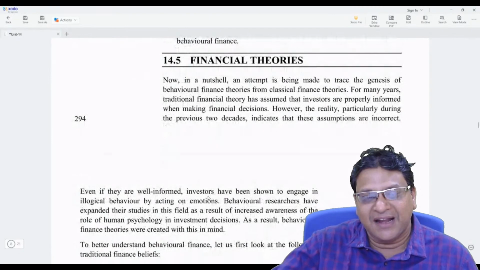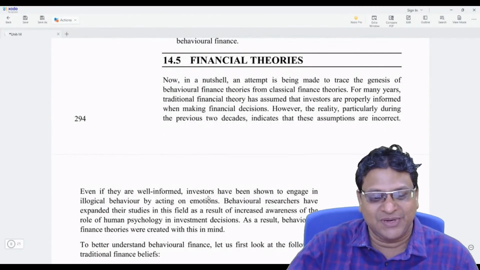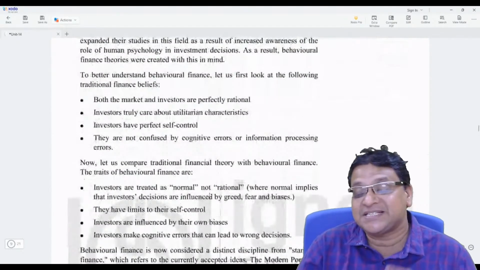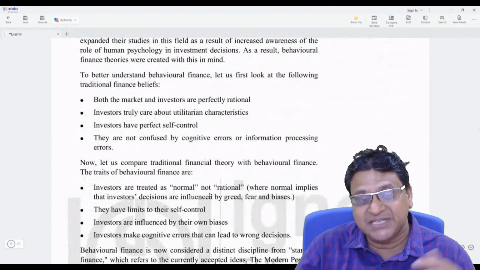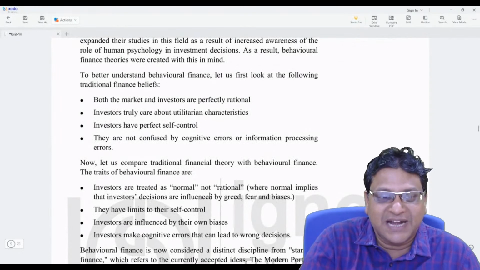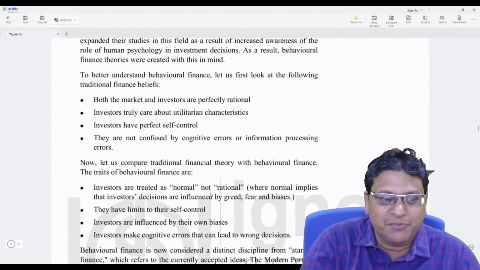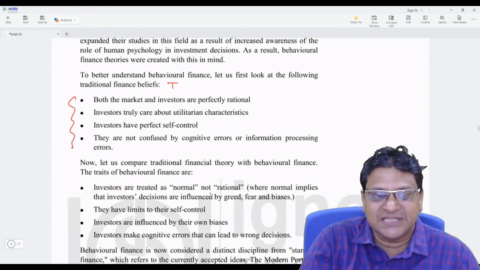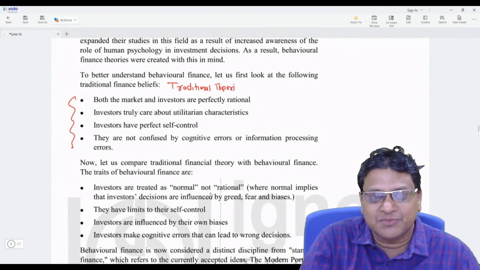Some theories are traditional finance theories. These traditional finance theories are based upon things like CAPM and EMH. Traditional theories are based upon these four assumptions. What are the assumptions of traditional theory?